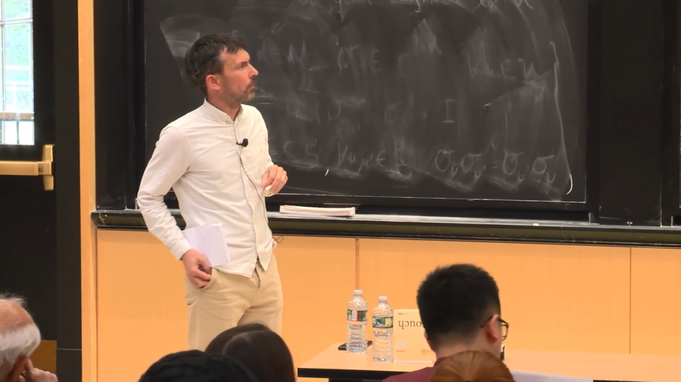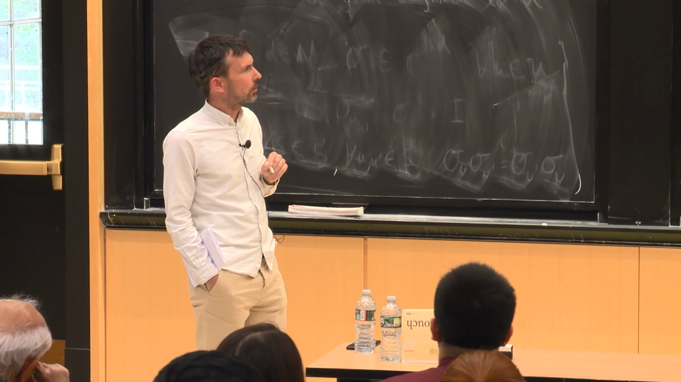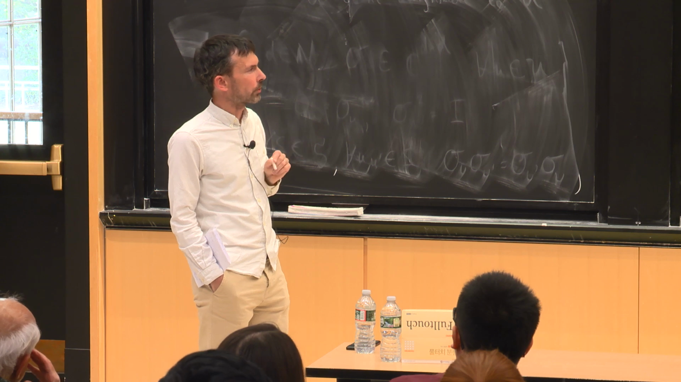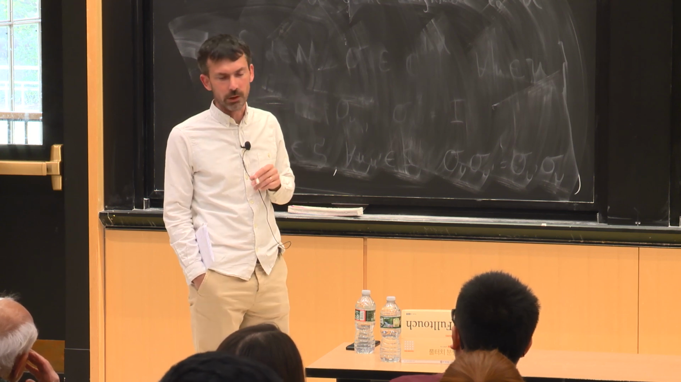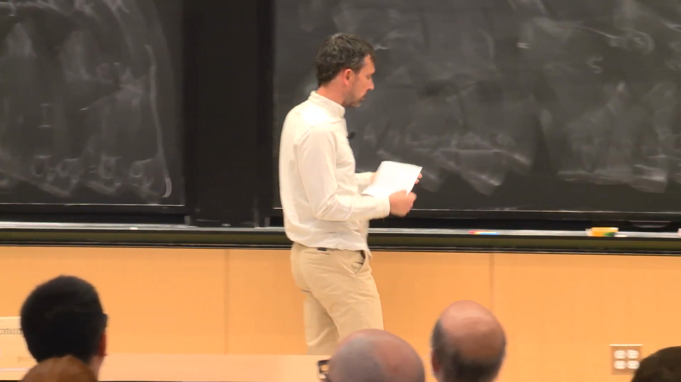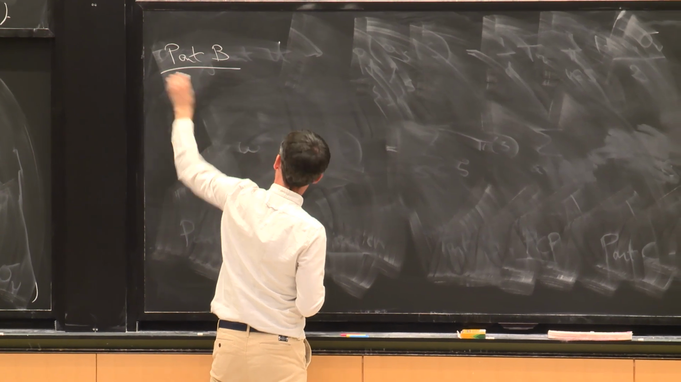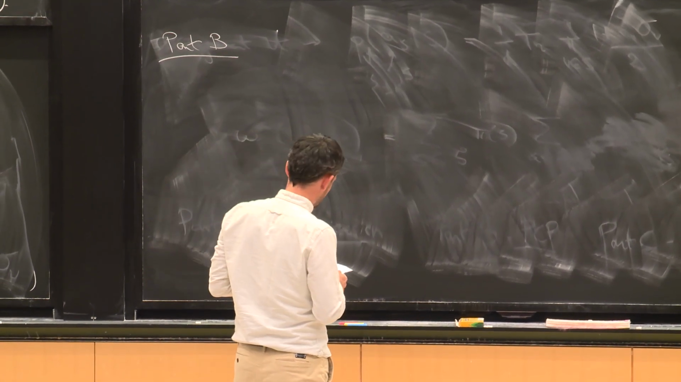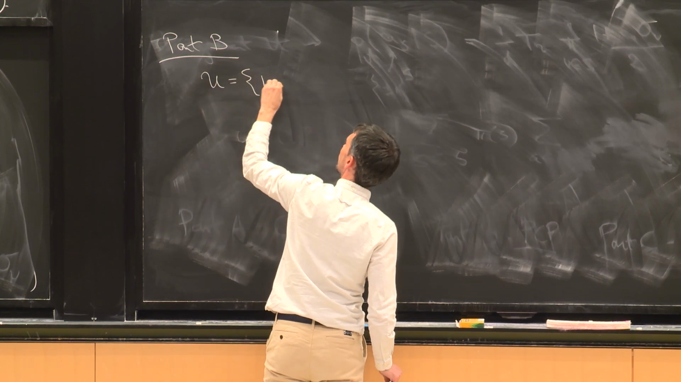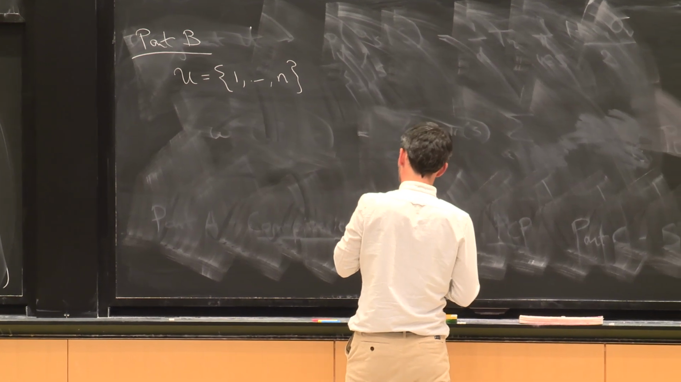Now I want to just give you an idea of how we manage to do such compression of the systems of constraints that we're studying, in a very simple case. This is part B. So let's consider the following situation. I have a universe, and I'll simplify a little bit. I'll just label my universe using integers from 1 to n.